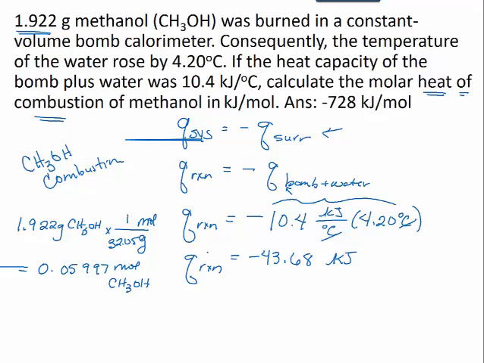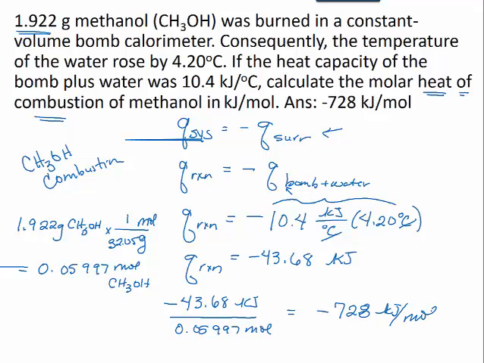So if I want the molar heat of combustion, I will take the heat of combustion for the amount given, and I will divide by the amount I combusted in units of moles. And that will give me the answer of negative 728 kilojoules per mole. So that's one type of calorimetry problem. Let's go to the next one.